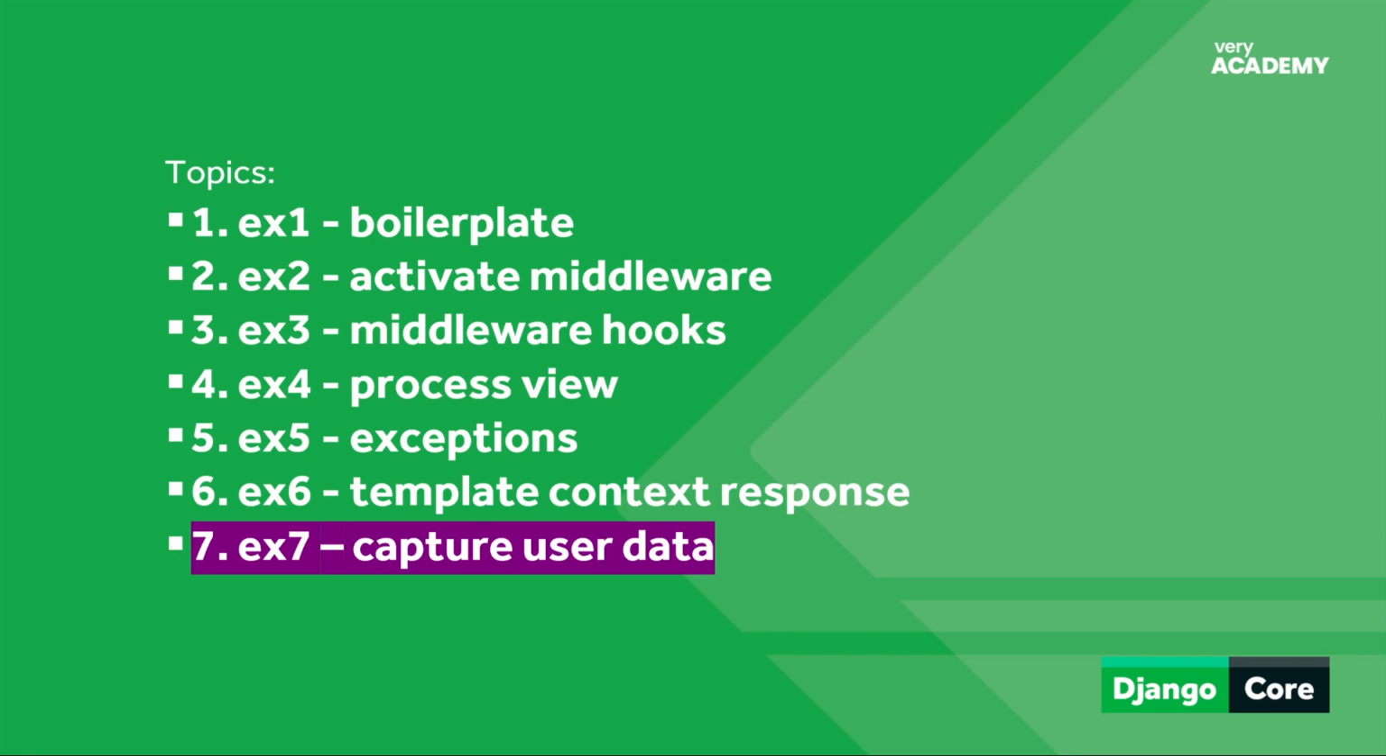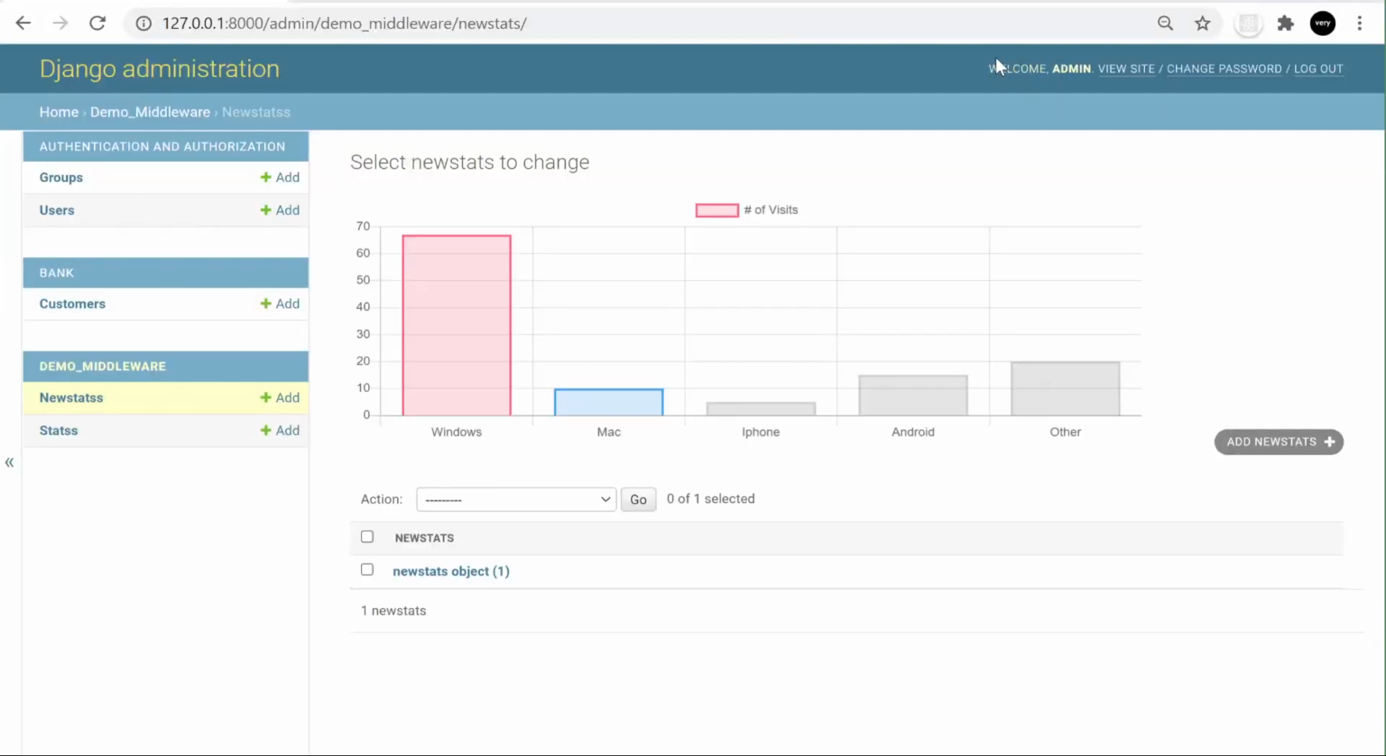Now we're going to capture the user's data from the request. Here we're going to try and capture what operating system the user is currently using, and then we're going to develop a database to capture and record that information. And then in the admin area, we'll create a graph showing the data that we've captured. So this is what the final outcome is going to look like.